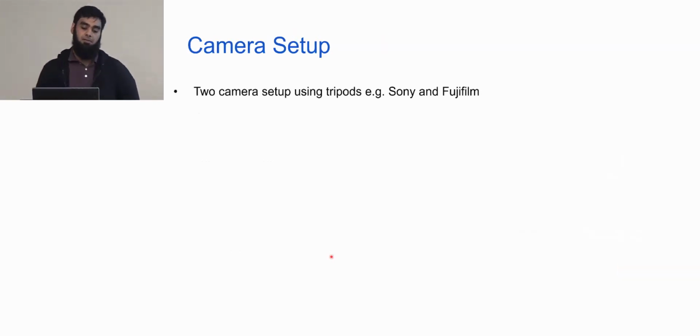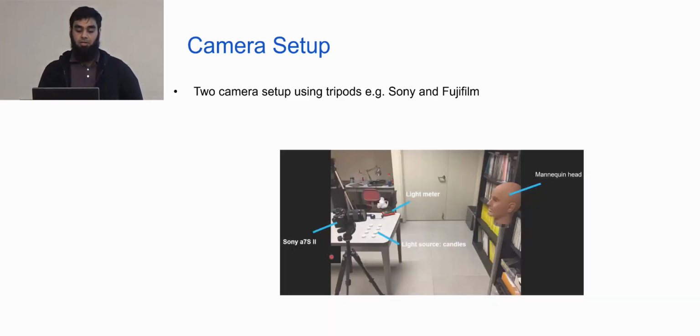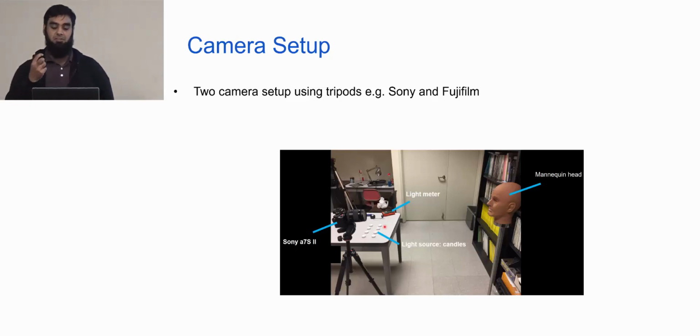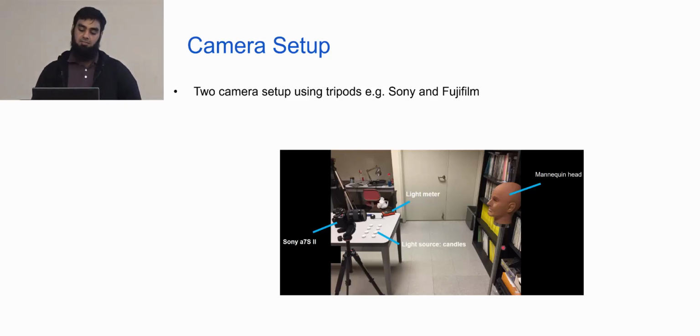We can now talk about the camera setup, just briefly. There are two different cameras that are used, and they're assembled using tripods, Sony and Fujifilm. This is the case for Sony, so there's only going to be one camera that records the scene. Here you can see the light source, which is going to be in the form of candles. That's the light meter that's used to adjust the lux. They want to make sure they have the right value of light intensity, so that's used for that. And then this is the scene that they're trying to capture.